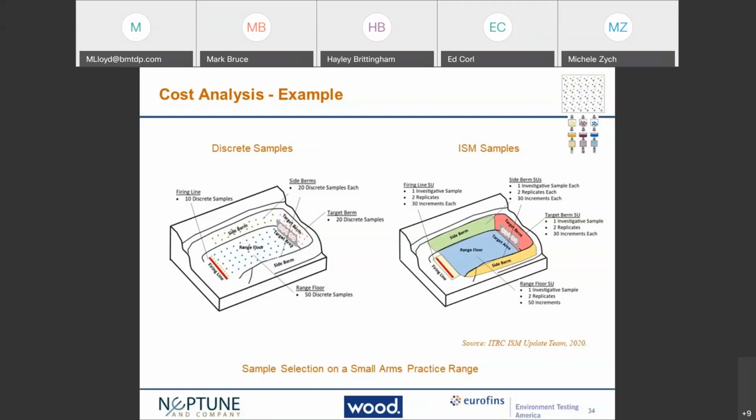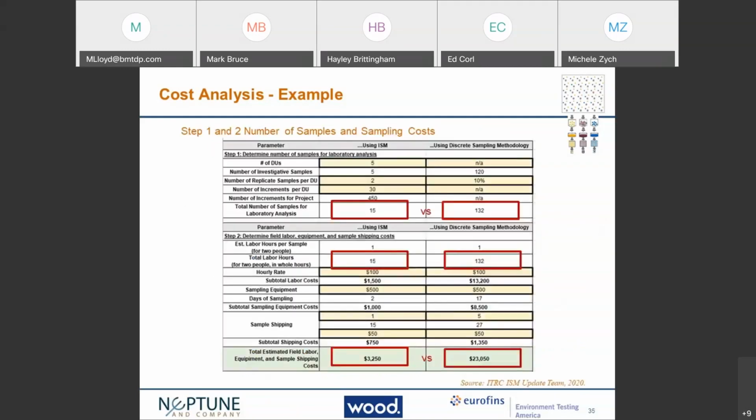Now, if you look at this with an ISM perspective, you're going to separate these areas up into different SUs, different sampling units. And you're going to have one investigative sample with replicates for your range floor, one for each of the side berms, target berms, etc. So let's take these estimates and pop them into our cost calculator. The big difference, as you can see, that drives this is that you have significantly less number of samples with ISM, 15 samples versus 132.